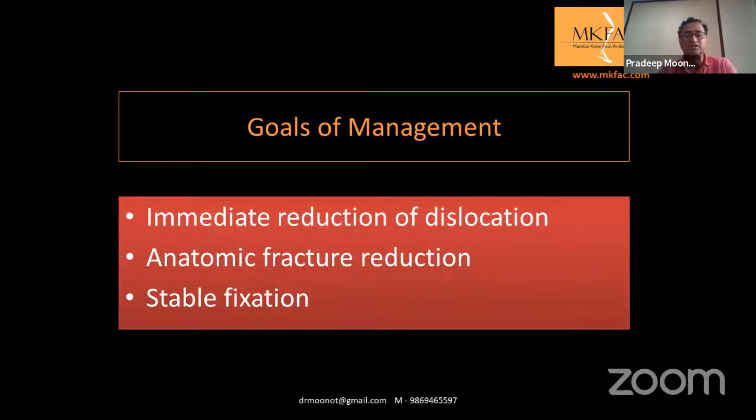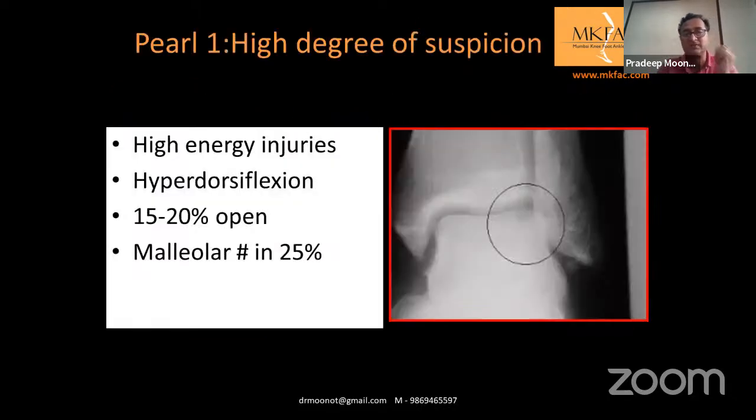So my talk today is, how do you manage this? The patient has come through casualty or through your trauma center, and the patient is there. How do you sort this patient out? Of course, you want to make sure that you get a reduction of the dislocation immediately. Then you want to make sure that you get anatomic fracture reduction and a stable fixation.